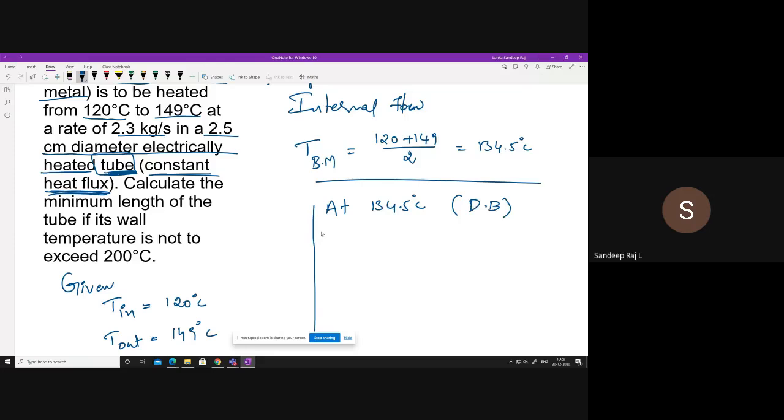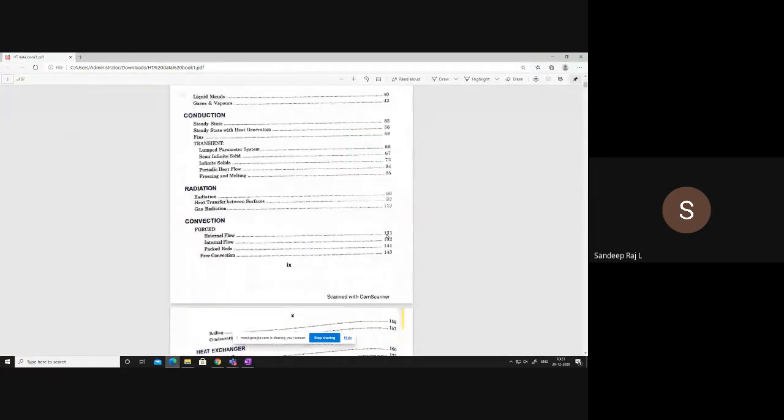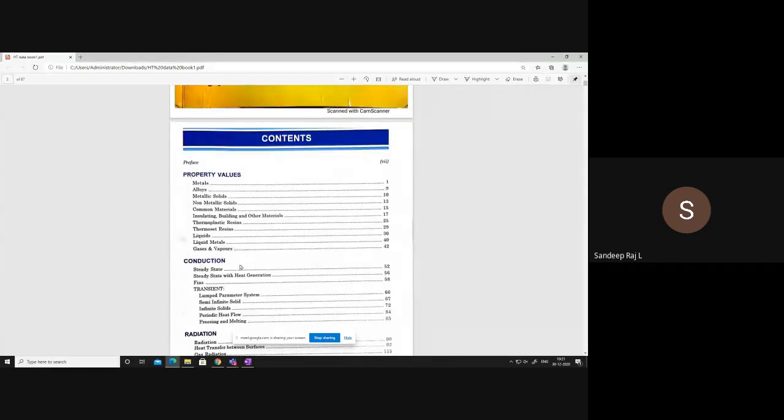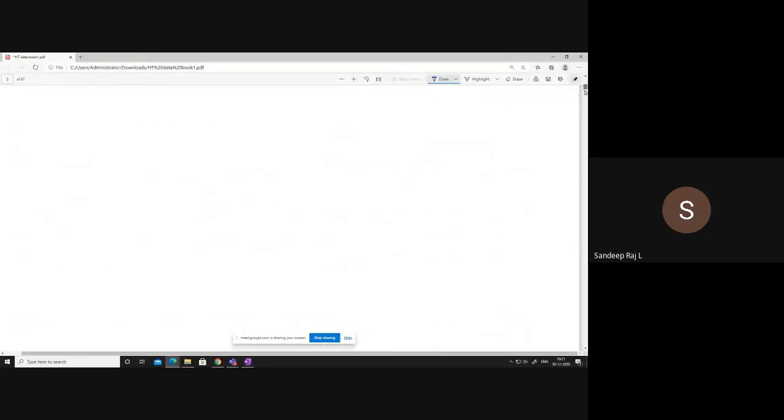So from the data book, the mu value has to be found out. So go to the data book. In your data book, go to the properties. In the index, you can see that there is a title called liquid metals. It is on page number 40. So move to page number 40. There you will find properties for liquid metal.